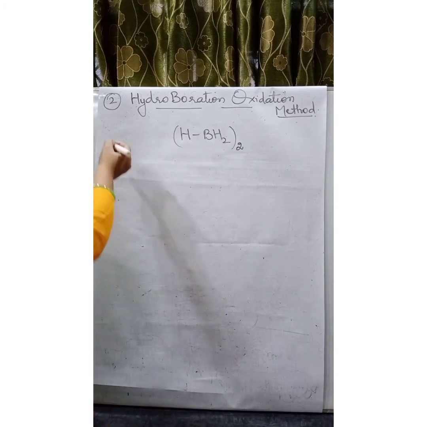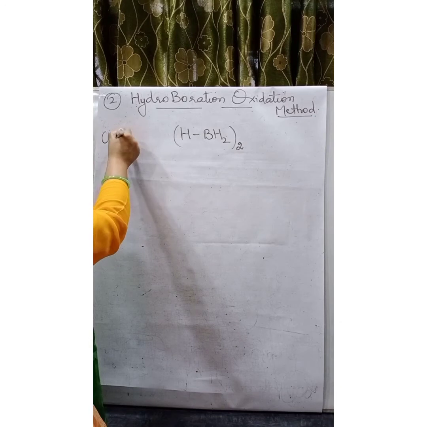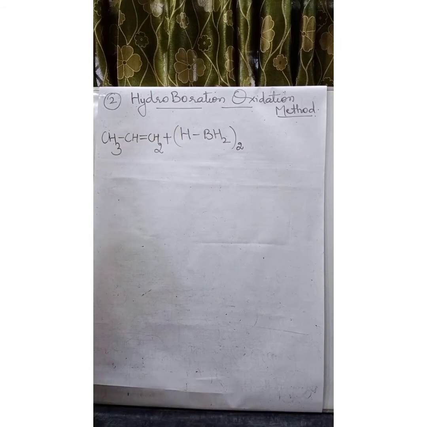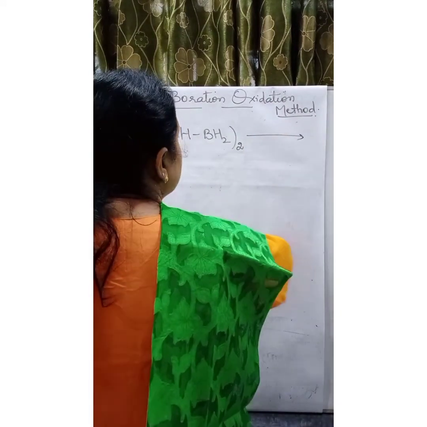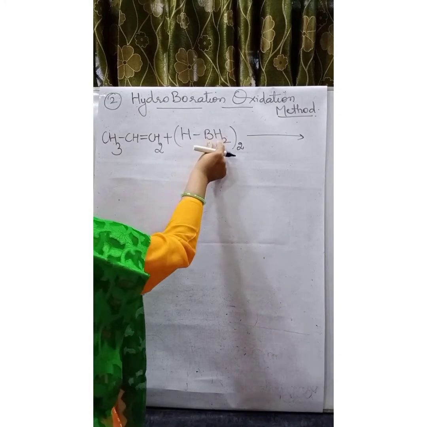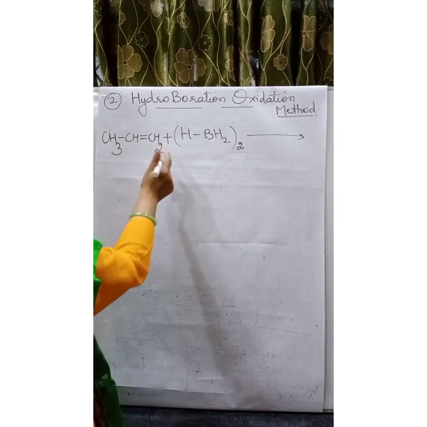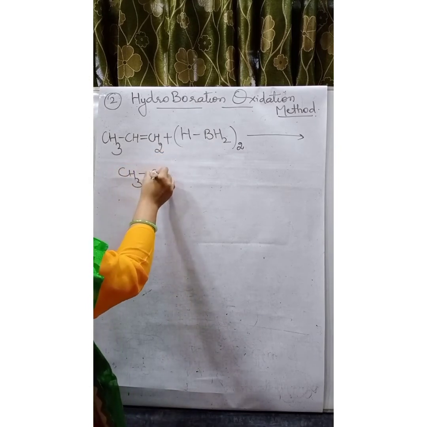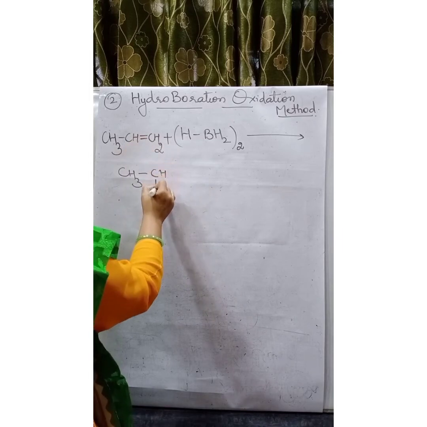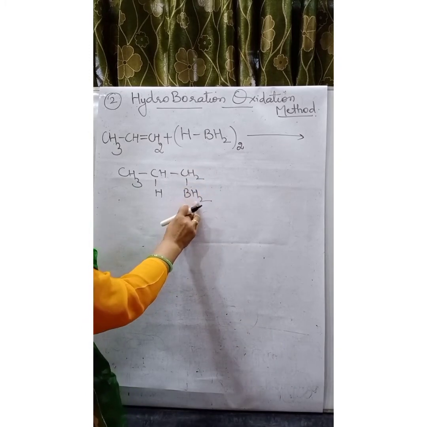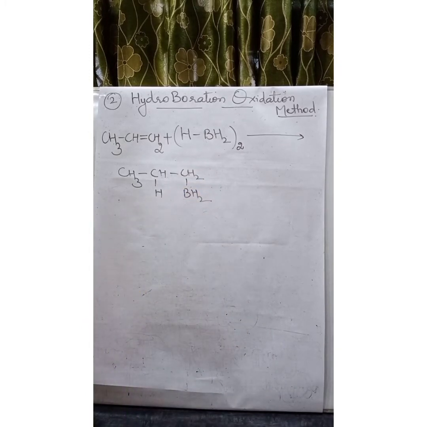So when this diborane is added to an alkene, say for example I am taking an unsymmetrical alkene, propene. Now this reaction takes place in presence of peroxide. So anti-Markovnikov rule is followed, and according to anti-Markovnikov rule, the most electronegative part of the addendum goes to the carbon containing more number of hydrogen. So it is going to form CH3, hydrogen will come here, and CH2BH2. Now this boron has 2 replaceable hydrogen, so the reaction will not stop.